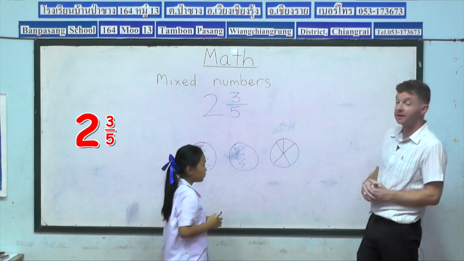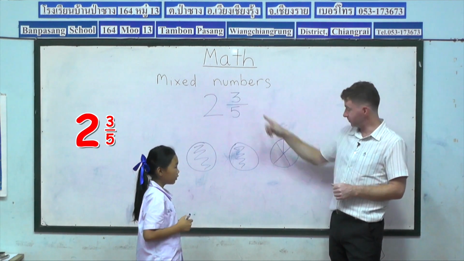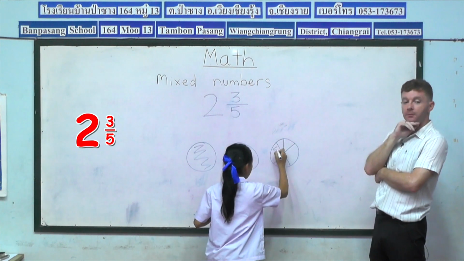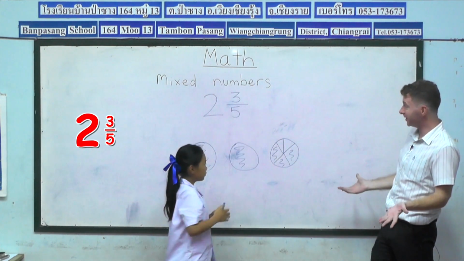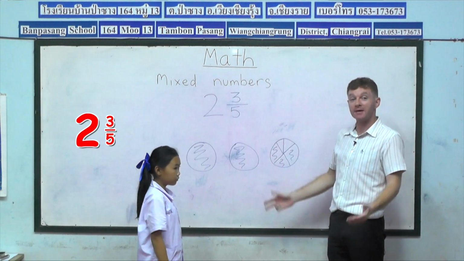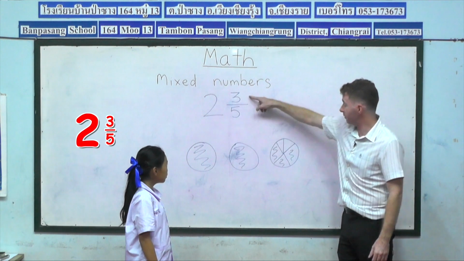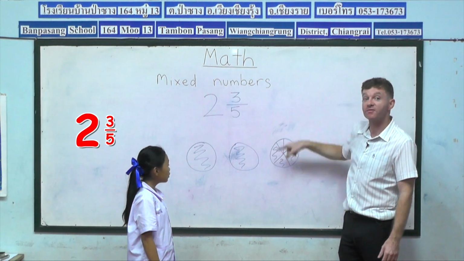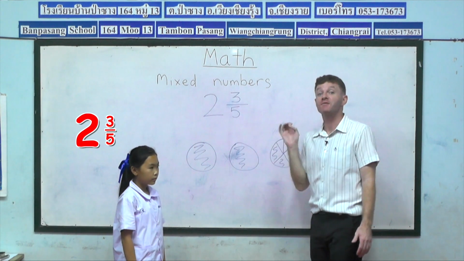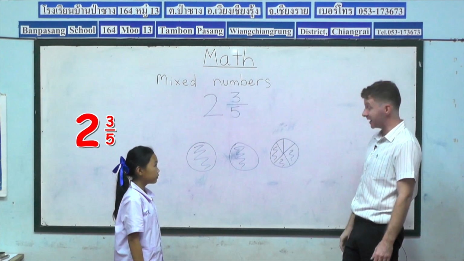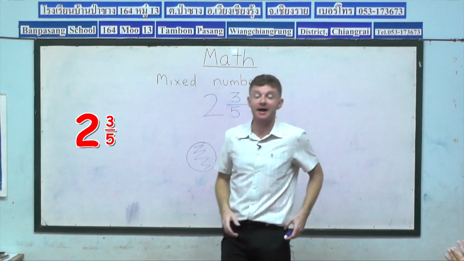Very well done. And how many is our numerator? 3. So how many parts need colouring in blue? 3. 1, 2, 3. And this is how we do our mixed numbers. So all together, guys, 2 and 3 over 5, or 2 and 3/5. Nadia, that was excellent. High five and a big round of applause for Nadia, please, guys.